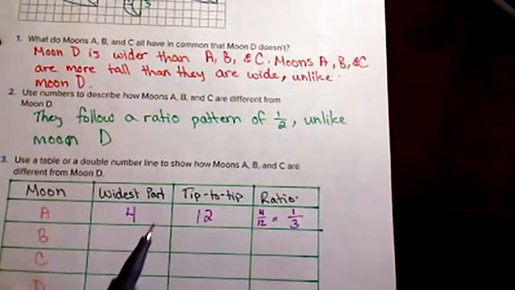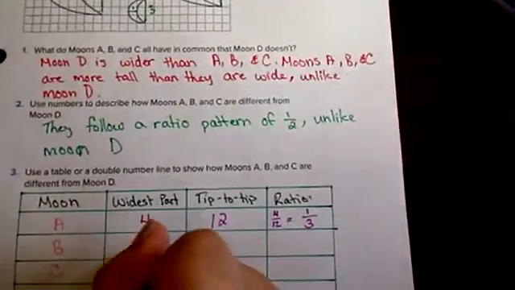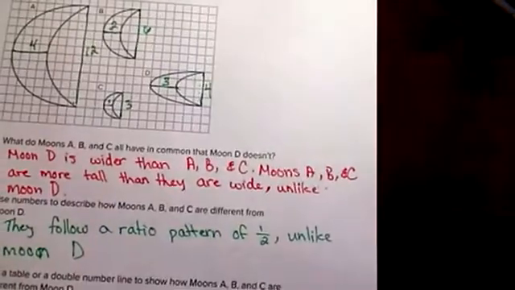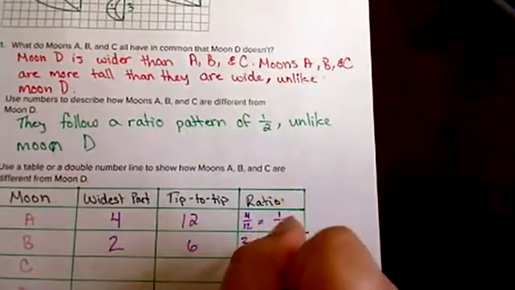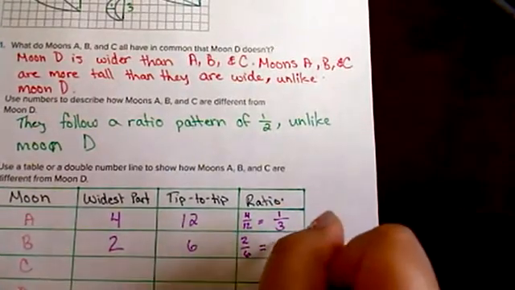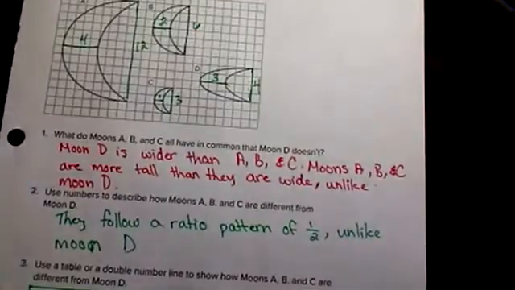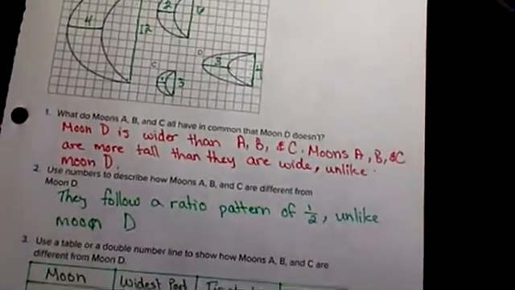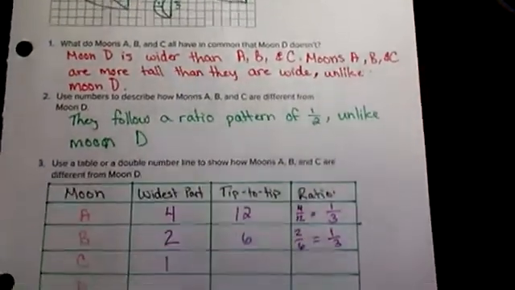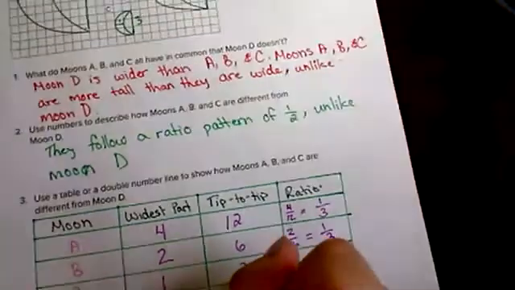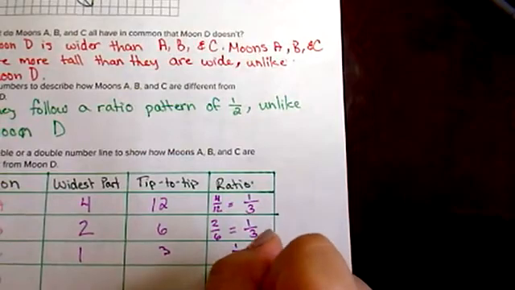All right, let's look at moon B. Our widest part is 2. Tip to tip is 6. So we're going to have 2/6. And that also simplifies down to 1/3. Now let's look at our tiniest one. We have 1 for the widest part, and from tip to tip is 3. So we actually don't have to simplify this one down because we already have 1/3.